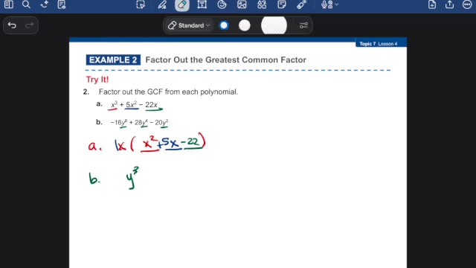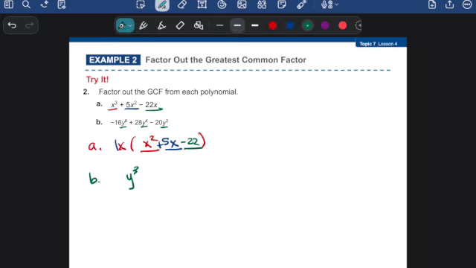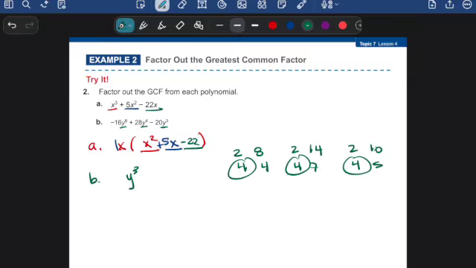Now let's look at our numbers, 16, 28, and 20. You might need to break down the factors. So I've got 2 and 8, I've got 4 and 4. For 28, I've got 2 and 14, and I've got 4 and 7. For 20, I have 2 and 10, I have 4 and 5. What's my greatest common factor? 4. But notice two of the terms are negative, so let's factor out a negative 4. It's always helpful so that we have positive terms inside our parentheses.